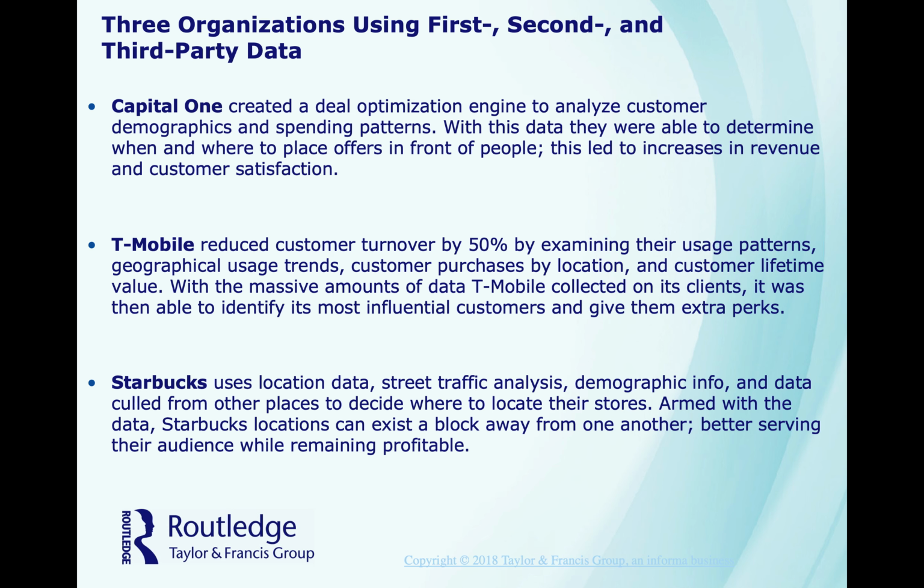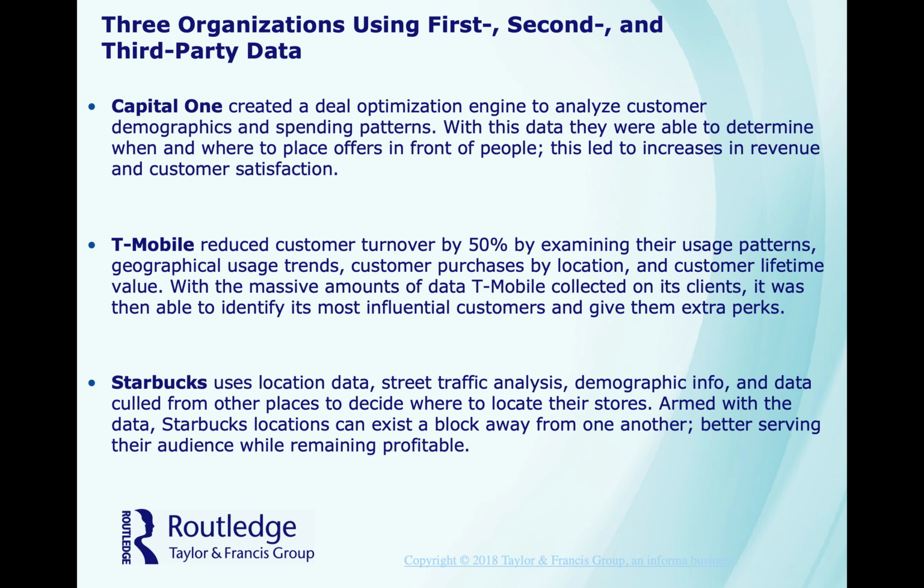Three organizations using first, second, and third party data. Capital One uses optimization engines to analyze customer demographics and spending patterns. With this data, they are able to determine when and where to place offers in front of people. This led to an increase in revenue and customer satisfaction.